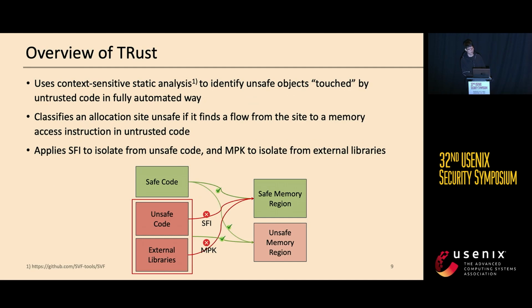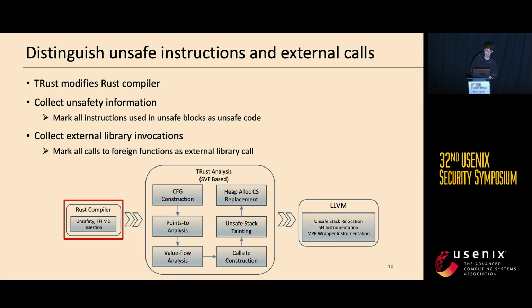So here's the overview of T-Rust. T-Rust uses context-sensitive static analysis to identify unsafe objects touched by untrusted code in a fully automated way. T-Rust then classifies an allocation site as unsafe if it finds a flow from the site to a memory access instruction in untrusted code. T-Rust, as in the diagram below, applies SFI to isolate safe Rust from unsafe code and applies MPK to safe Rust to isolate it from external libraries.